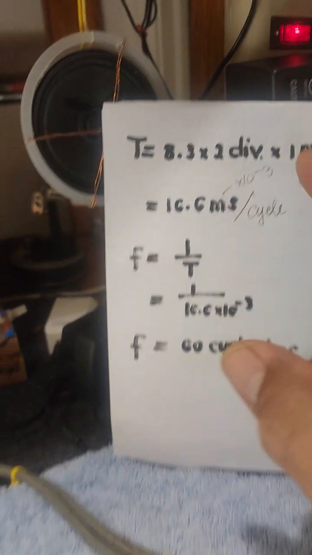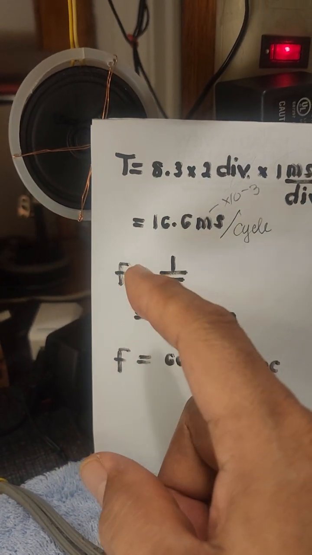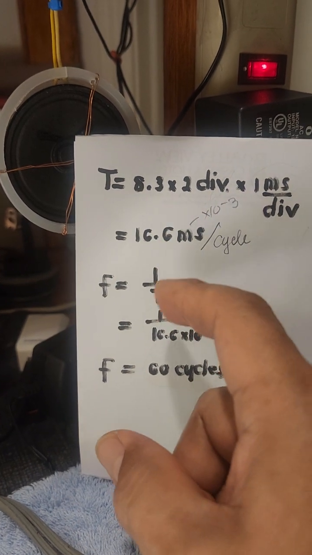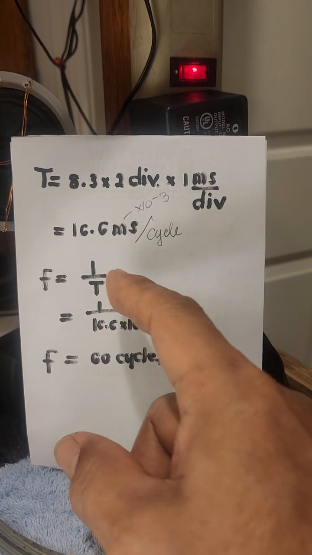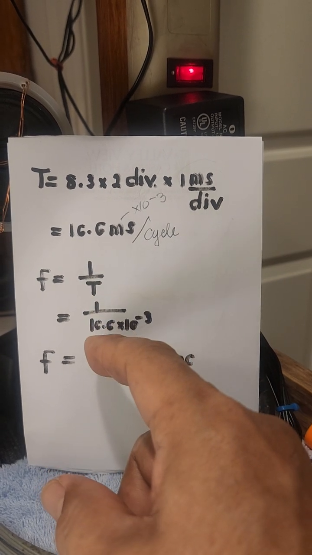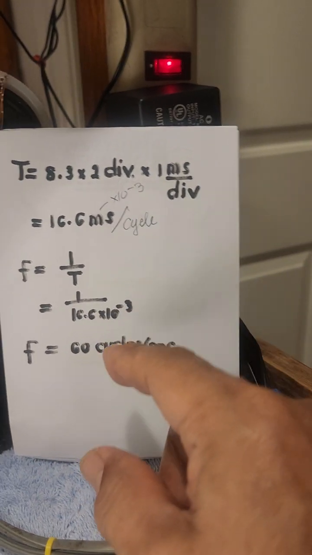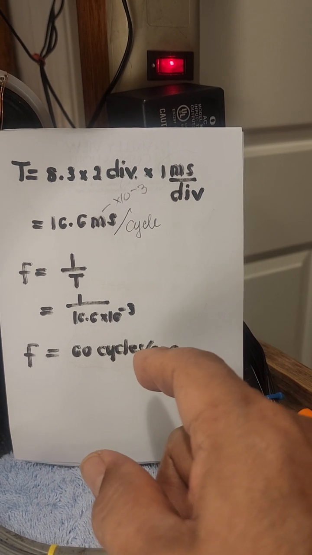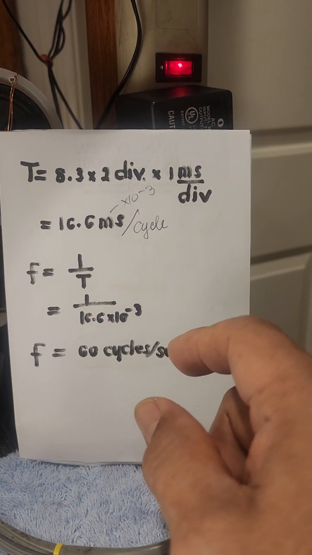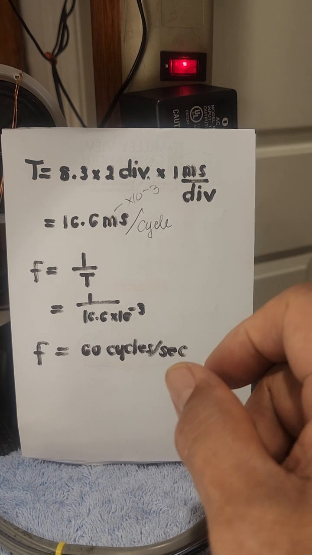And to compute the frequency, it is actually the reciprocal of the period. So frequency now will be 1 over capital letter T. And if we divide 1 over 16.6 times 10 to the minus 3, the resulting frequency of the AC voltage is 60 cycles per second.